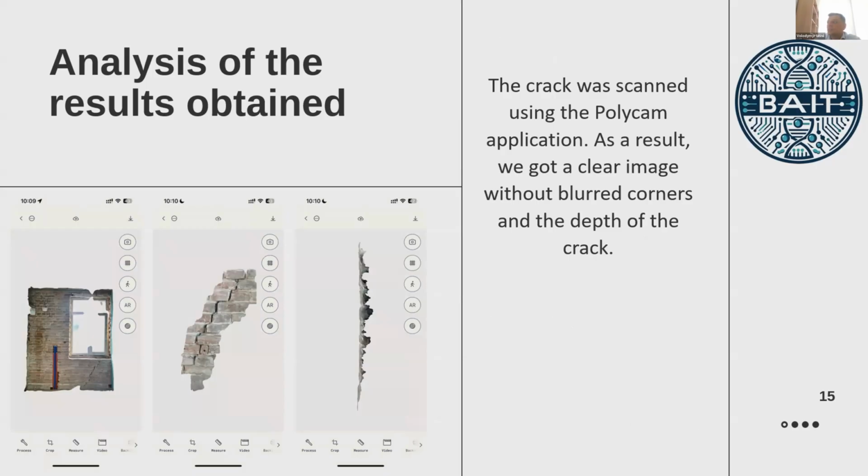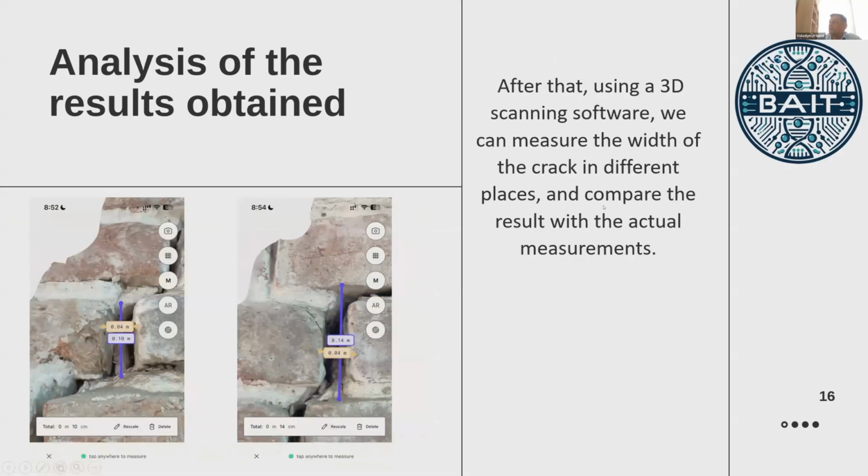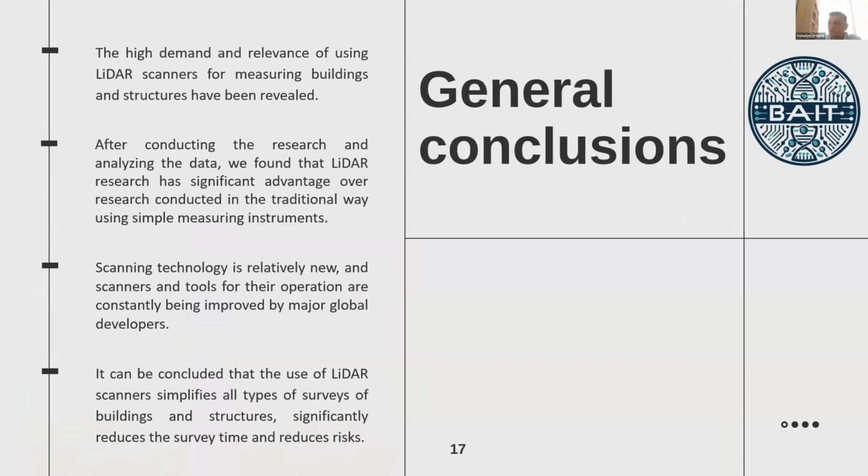The second object was also processed with this technology. The crack was scanned using the Polycam application. As a result, we got a clear image without blue-red corners, and the depth of the crack could also be estimated with this approach. After that, using 3D scanning software, we can measure the width of the crack in different places and compare the results with the actual measurements. And after that, it could be exported to another program, for example, to calculate the residual lifetime of the whole structure.